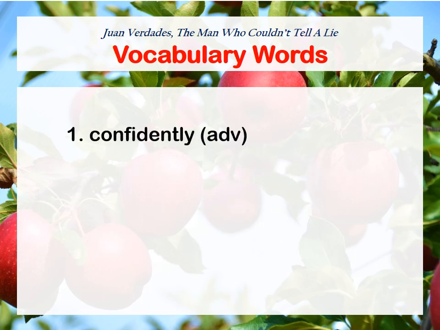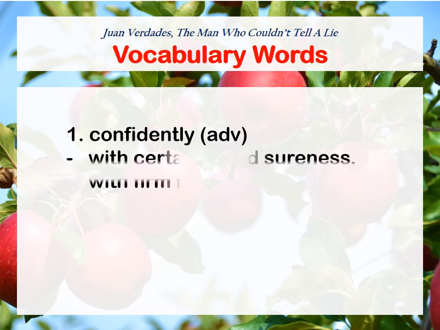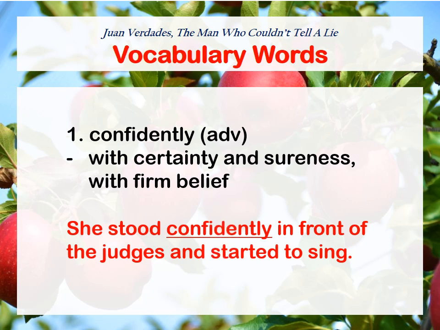Number 1. Confidently. It's an adverb. It means with certainty and sureness, with firm belief. Example: She stood confidently in front of the judges, started to sing. We used the word confidently to describe the word stood.